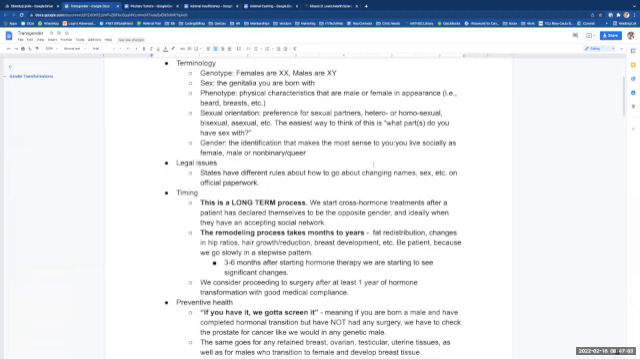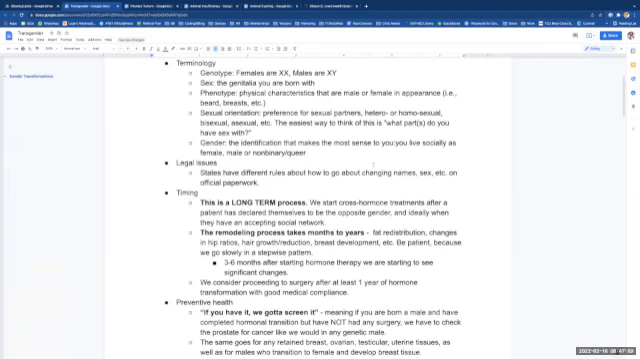Sex. This refers to the genitalia you are born with. Phenotype. The physical characteristics that are male or female in appearance. For example, males can grow a beard, females develop breasts, etc.